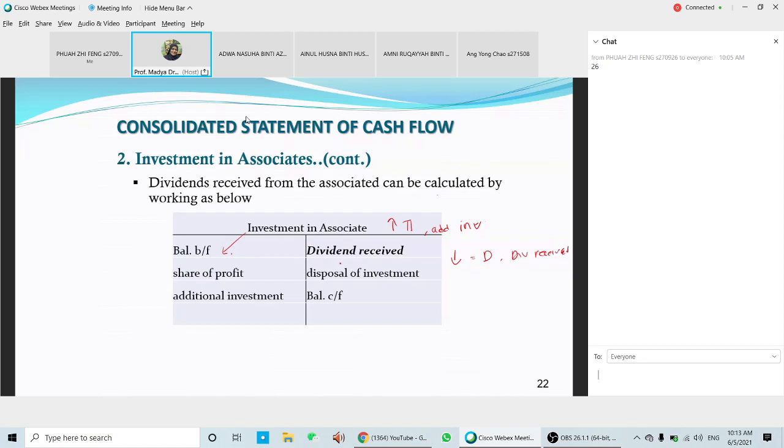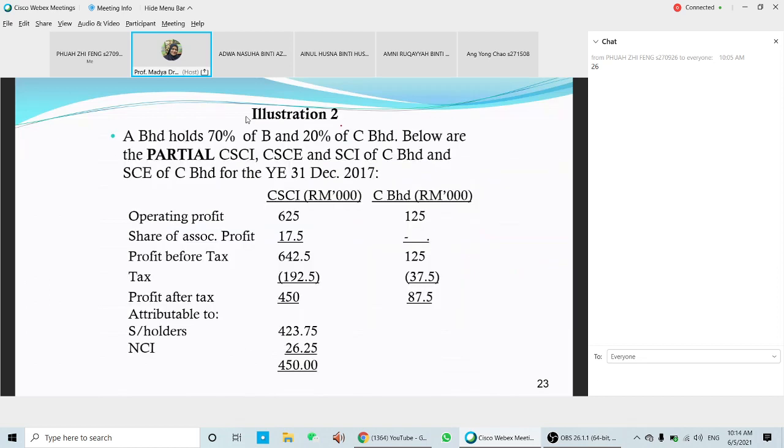You have information about the other items, and we want to find the dividend received. So the dividend received here is a balancing figure. What you need to know is which side it goes on, debit or credit. This is how we calculate using a T account. We have this example here where you hold 20% in C, so you have a 20% share in C, and C is your associate.